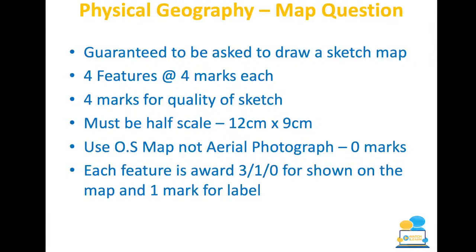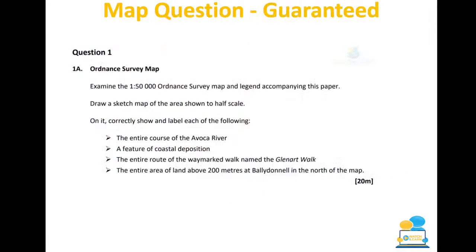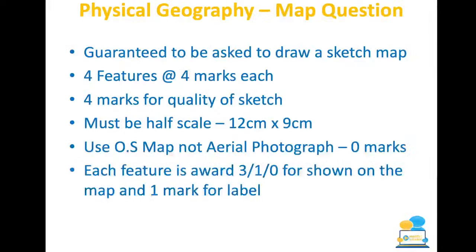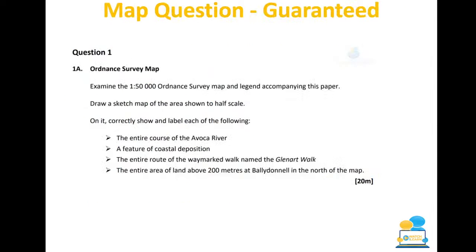For the sketch, it's exactly half the scale, because it always says make sure it's shown as half the scale. So usually it's 12 centimeters by 9, but obviously just double check on the day in case the map size is changed. Make sure you've got a title on it, a north arrow, a key, and a scale. Use the OS map, not the aerial photograph. It says Ordnance Survey, it always says in bold. Make sure you use the OS map.